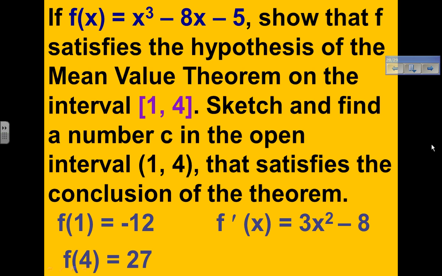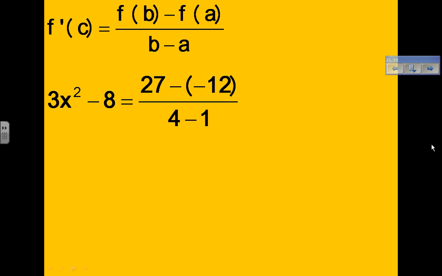All right, we got that taken care of. Now all we have to do is find an x between 1 and 4. So 3x squared minus 8. There's f of b minus f of a all over b minus a. Remember on your test last week, you didn't know what the average rate of change was? Now you do. So you get 27 plus 12 is 39, divided by 3 is 13.